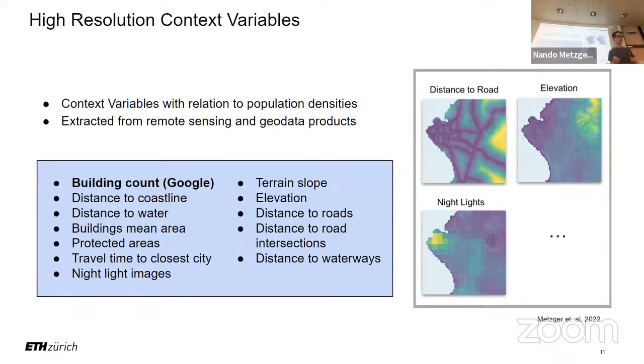Then also crucially, there are the building counts in it. And this comes from the Google data set. There's the Google Open Buildings data set, which was released about 2 years ago, and it covers about 80% of Africa with all the buildings in it. And maybe unsurprisingly, this was also the most important variable for us.